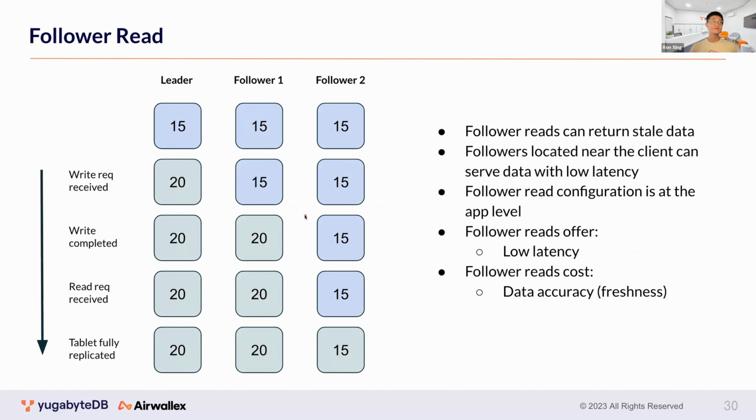So for follower reads, generally all your reads and writes will only go to the leaders, right? But if you can sacrifice the freshness of the data, meaning that you may not read the latest data, but you can have a stale read, for example for 5 seconds, 10 seconds, or even 1 minute, then you can read directly from the follower to have a much lower latency. This is especially used if you have some read-only services or applications.